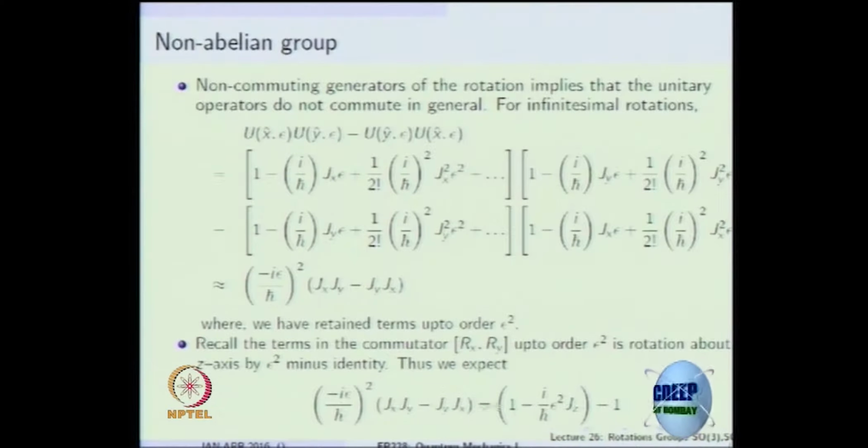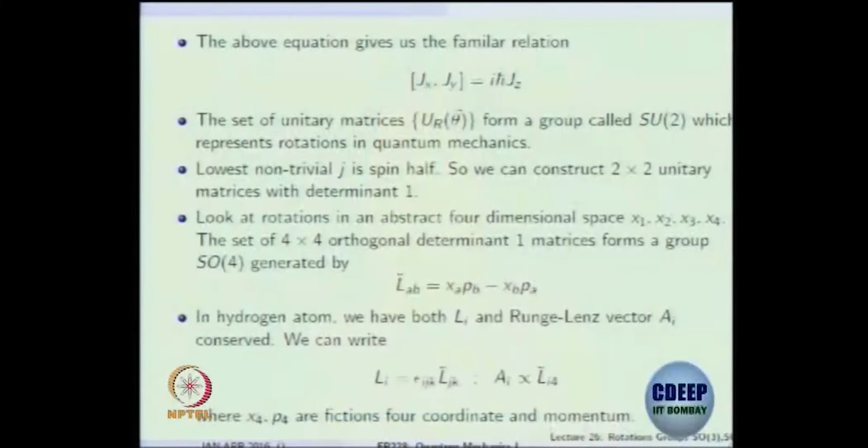If you do that, 1 minus i by h cross epsilon squared times Jz, minus 1, they cancel. If you compare the epsilon squared terms, you get automatically that the commutator of Jx, Jy is non-zero and is exactly what you have been studying, giving you i h cross times Jz. So the above equation gives us the familiar relation.